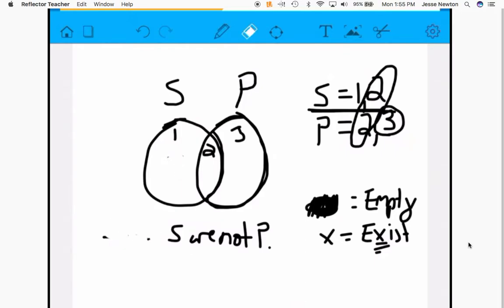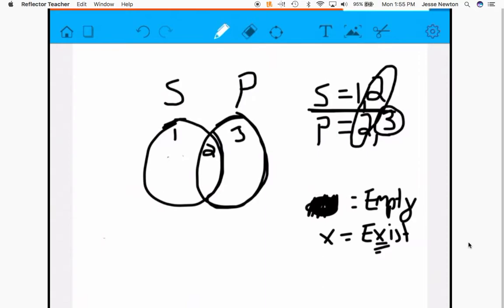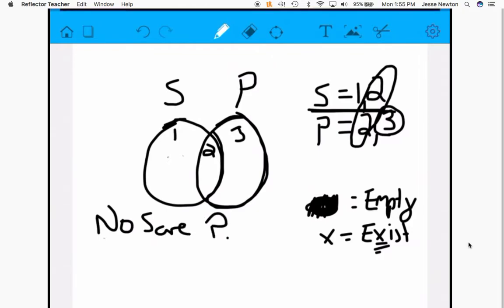Now, let's erase this. Now we come to no S are P. And in order to say this, basically you have to think about what we're saying. We're saying nothing exists where S and P intersect. They intersect in region 2. So you're saying nothing in the world exists or is possible to exist in this area. And like I said, we use shading here to show that stuff is empty.